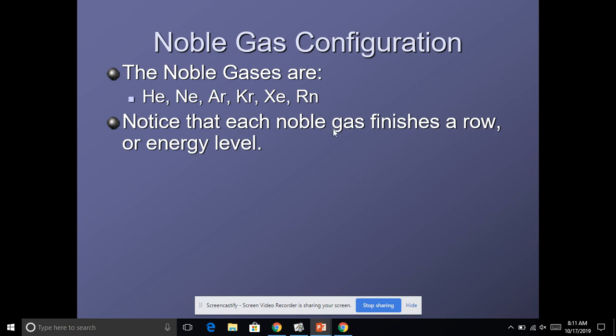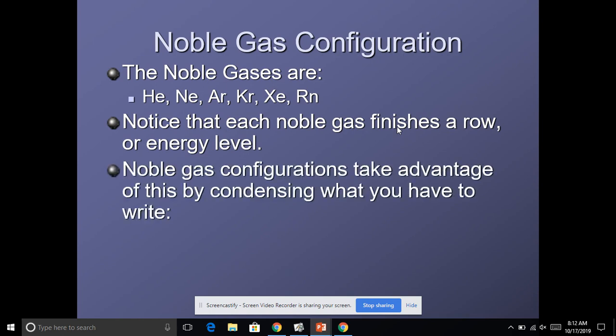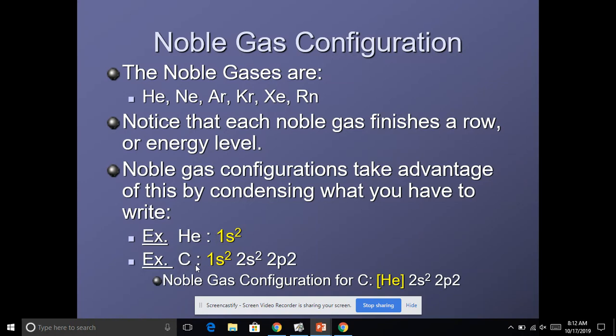Each noble gas finishes a row. They're all the way to the right. They finish that energy level, whatever that 1 through 7 number is. The noble gas configurations take advantage of this by creating a shortcut to what you have to write. If I look at helium, it has a 1s2 configuration. If I'm looking at carbon, carbon includes 1s2, because it's something after helium. So carbon is on energy level 2, and I go up to whatever noble gas is above that energy level. It'd be helium because it's at the 1.